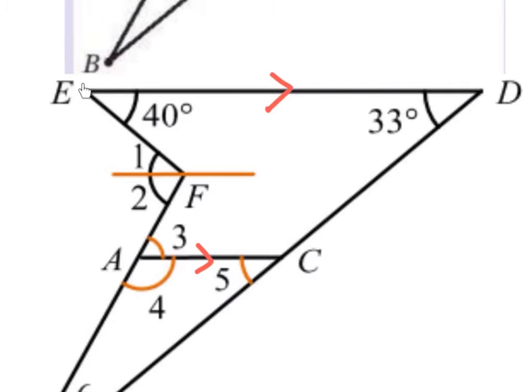If we look a bit closer, we have our parallel line ED, our other parallel line AC, and then CD is a transversal that cuts between them. Now we have the angle 33 degrees being alternate to angle 5, so angle 5 must be equal to 33 degrees. This angle is 33 degrees, and this angle is 33 degrees because they're alternate angles, and alternate angles are equal.